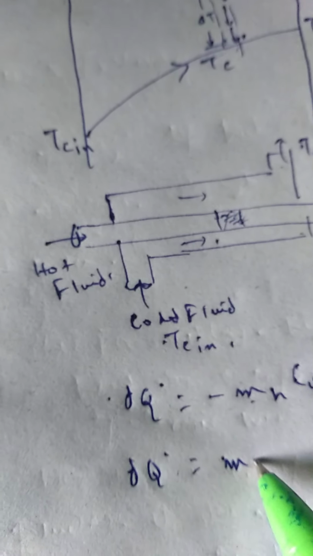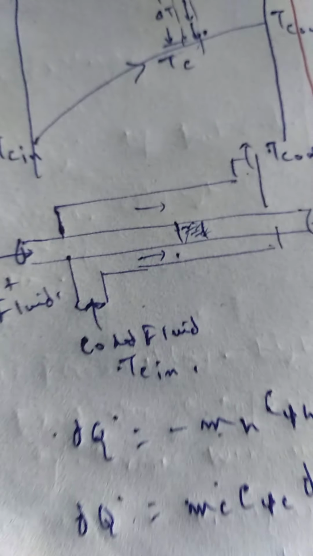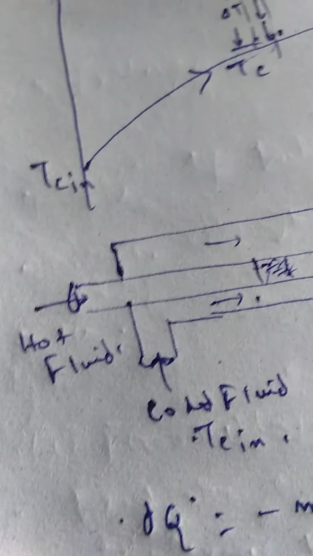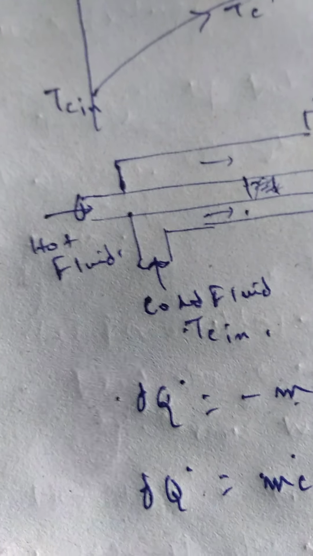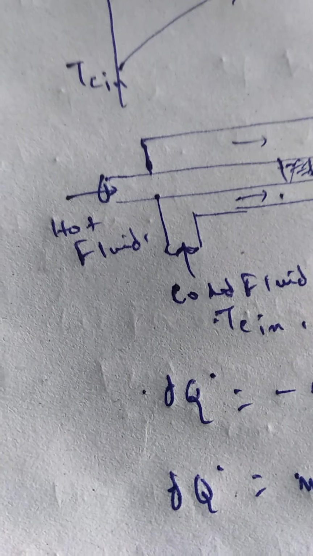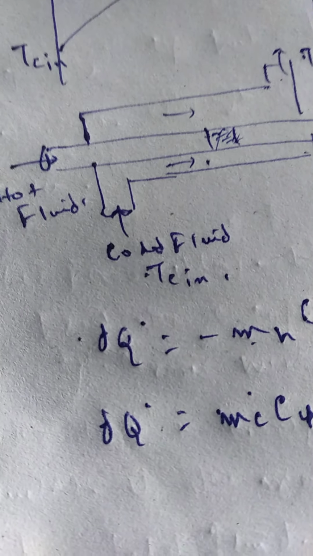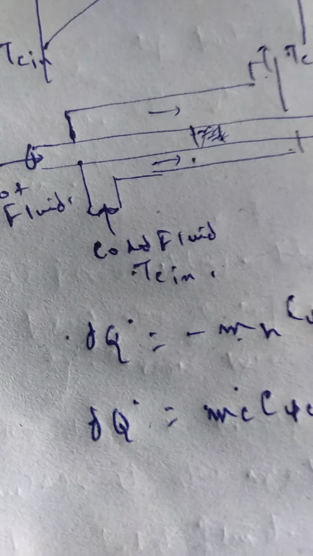And for the cold fluid that gains the heat, it is mC Cpc into dTc. So the rate of heat loss from the hot fluid at any section of the heat exchanger is equal to the heat gain by the cold fluid in that section. And this is a negative quantity because the heat is being rejected by the hot fluid, and so we used the negative sign. Now we'll solve these things.